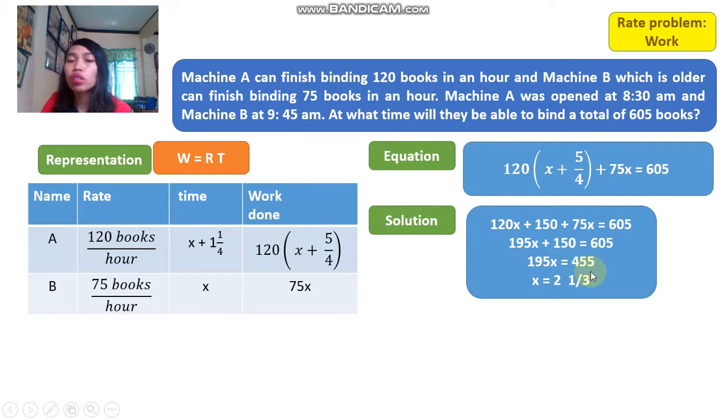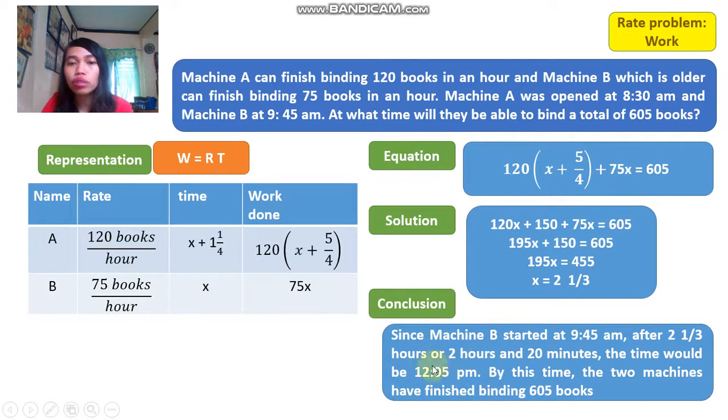And you divide both sides by 195, so you have 2 and 1/3. Is this our answer, 2 and 1/3? The X represents the duration of the time for machine B. Now, what is asked is at what time will they be able to bind? It only means that our conclusion is this one.